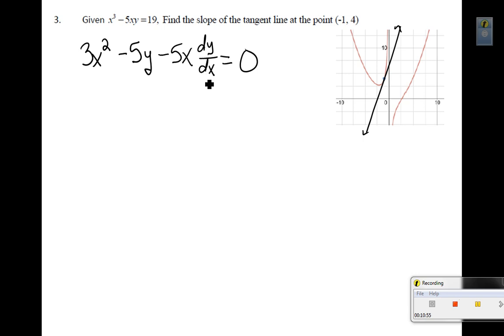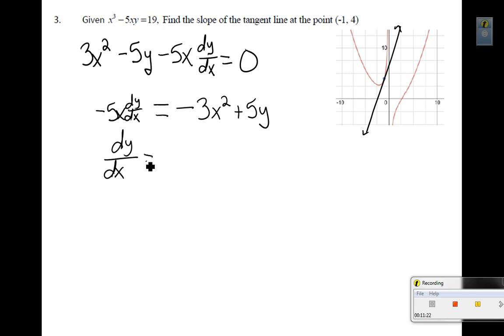Now we're going to solve this for dy/dx. So hopefully these steps will make sense. The 3x squared is going to come over here and become negative. The negative 5y is going to come to the right and become positive. And then to get dy/dx by itself, I'm going to have to divide by negative 5x. So here is dy/dx: negative 3x squared plus 5y all over negative 5x.